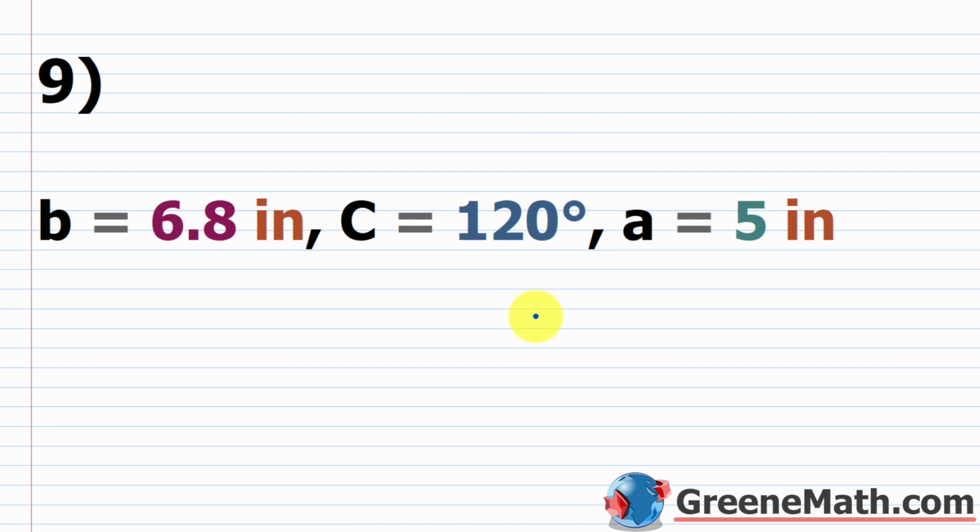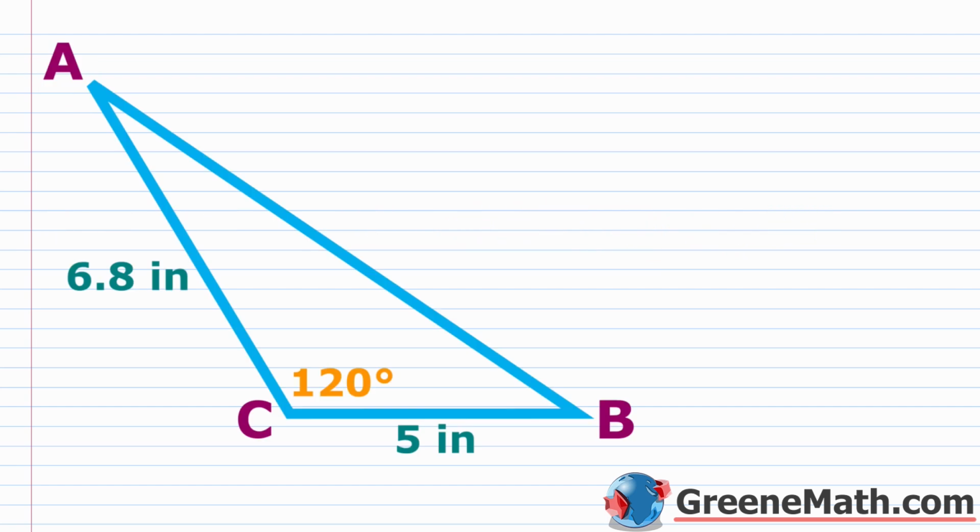Okay, let's take a look at problem number 9. So here we have the length of side B is 6.8 inches. We have the measure of our angle C is 120 degrees. We have the length of side A is 5 inches. Now, coming down here, we see we have side angle side. So we talked about in the lesson for the law of sines, the first one, how you could get a little formula to find the area if you had side angle side.